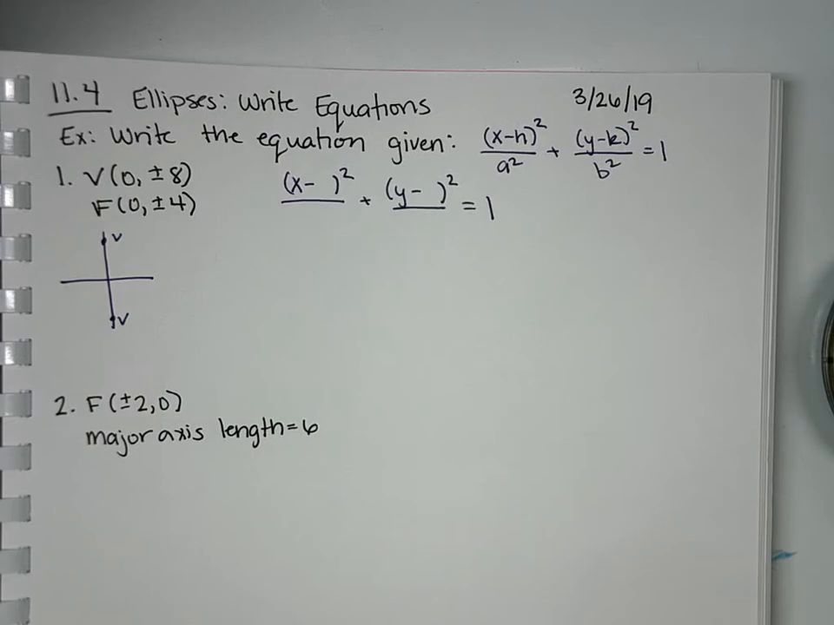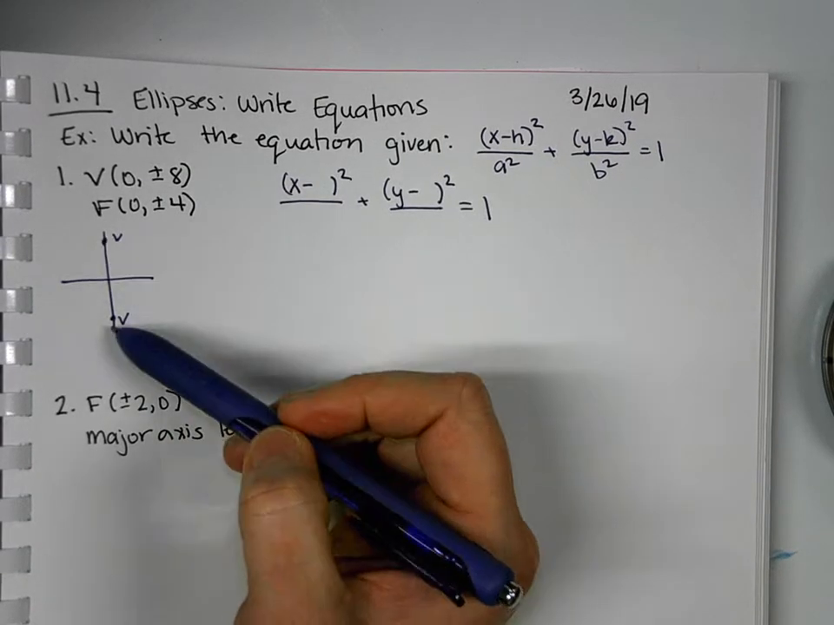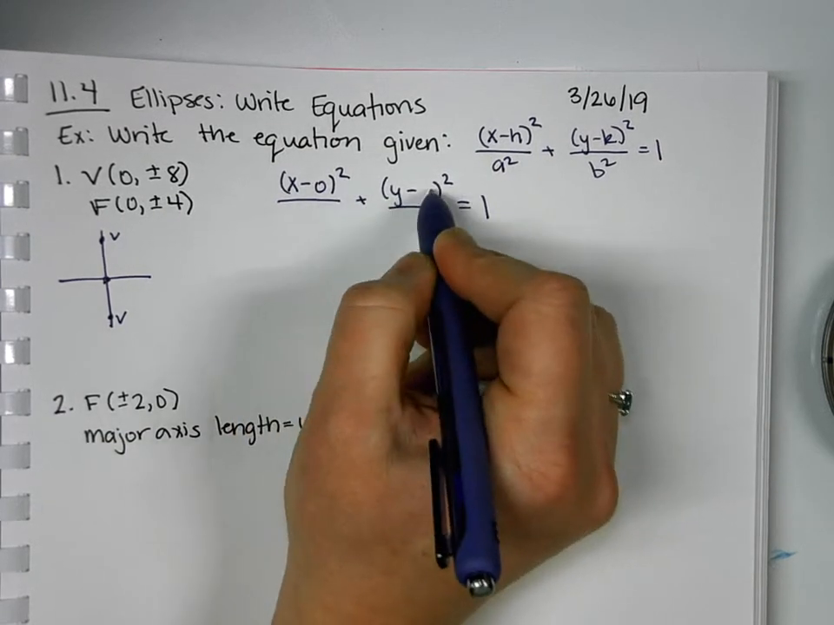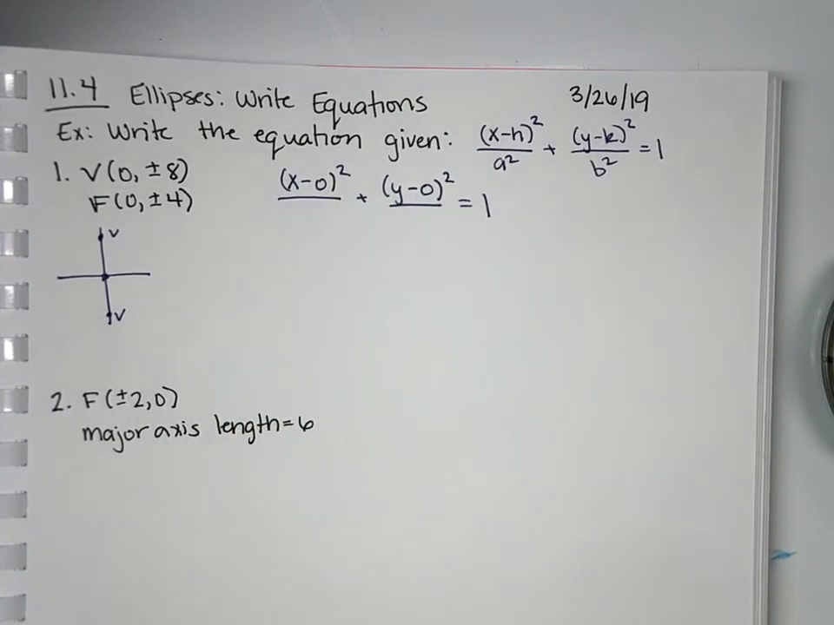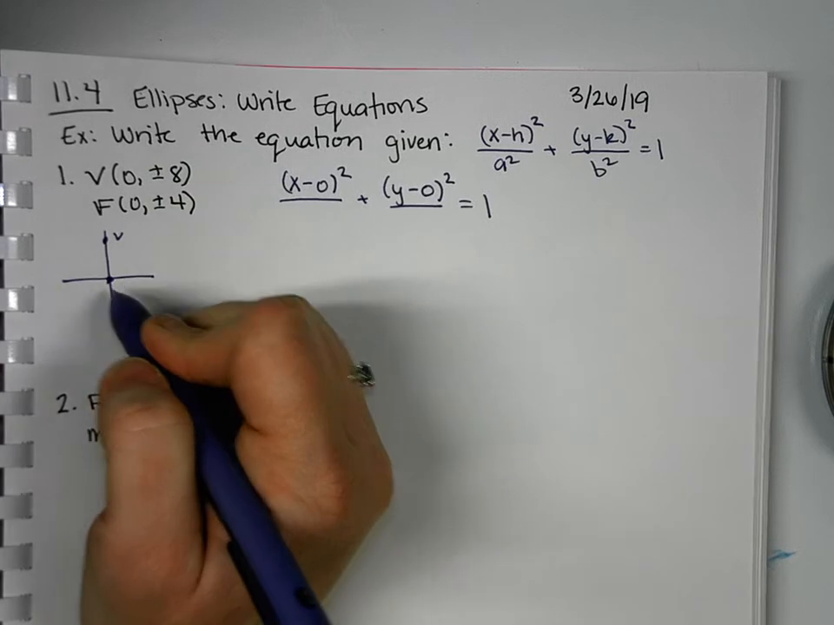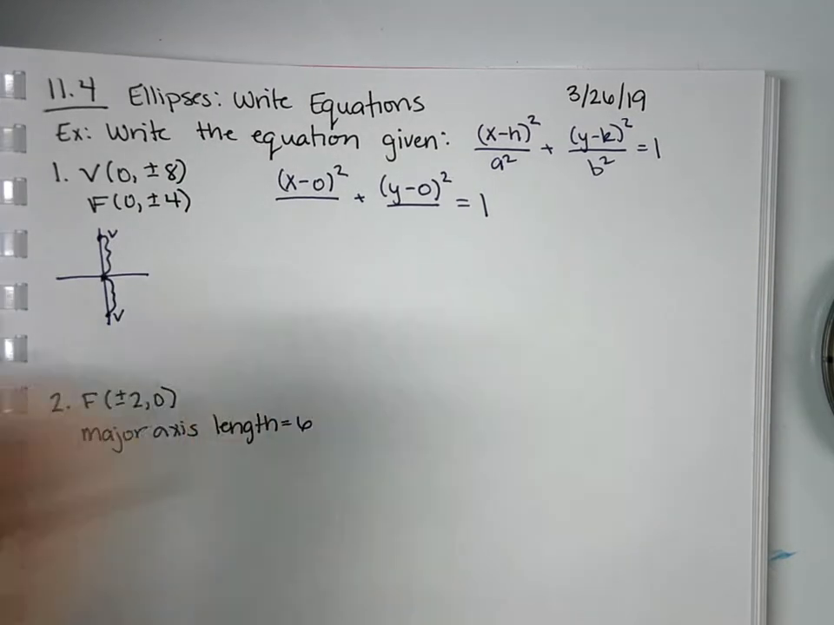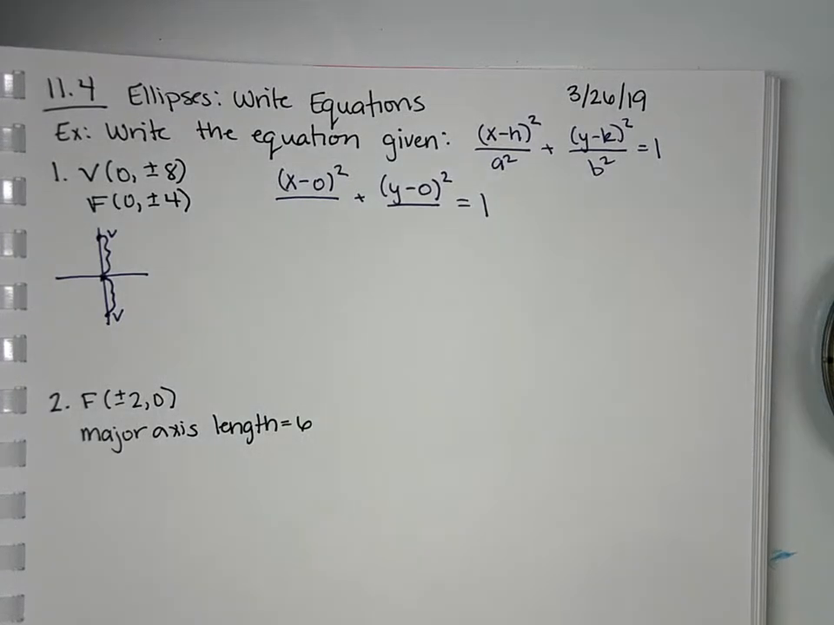So this is going to help me with two things. One, it helps me with my center. I know my center has to be right in the middle of my two vertices. So if I look for the middle of my two vertices, I get 0, 0. So I know my center. The second thing it tells me is one of the distances that I can put in my denominators. What is this distance right here? Or what is this distance here? That distance is either a or b.